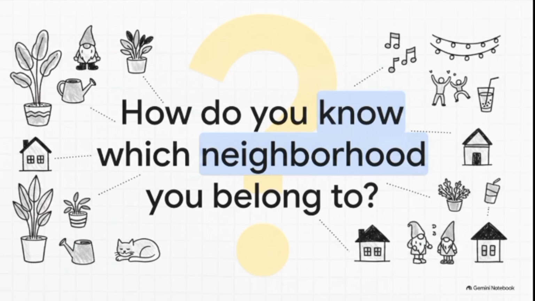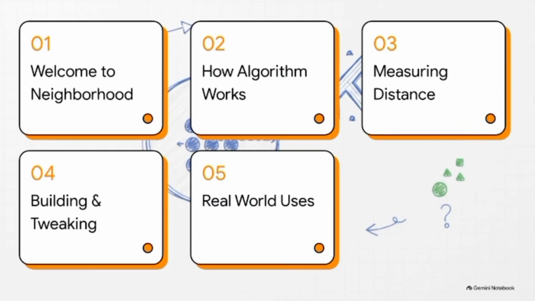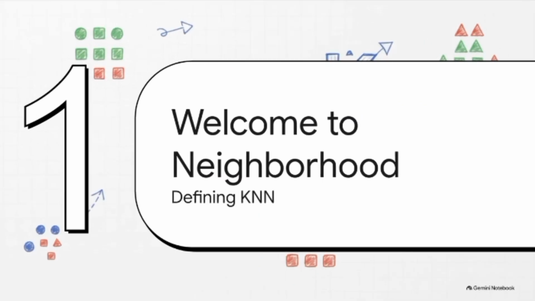And honestly, that is exactly the pure similarity logic behind K-Nearest Neighbors. There's no complex math required to understand the core idea here. So, here's our roadmap for today. We'll start with a welcome to the neighborhood. We'll see how the algorithm actually works, look at how we measure the distance between points, build and tweak some models, and finally, explore some real-world uses. Think of this as a fun, logical tour, rather than some daunting technical syllabus. Okay, welcome to the neighborhood.